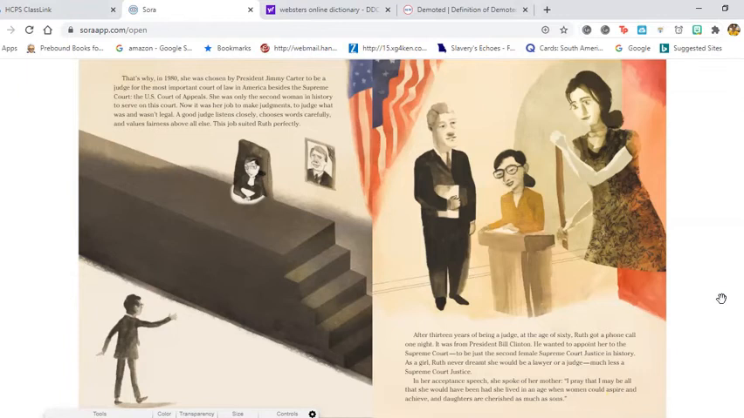As a girl, Ruth never dreamed she would be a lawyer or a judge, much less a Supreme Court justice. In her acceptance speech, she spoke of her mother. "I pray that I may be all that she would have been if she had lived in an age when women could aspire and achieve, and daughters were cherished just as much as sons."